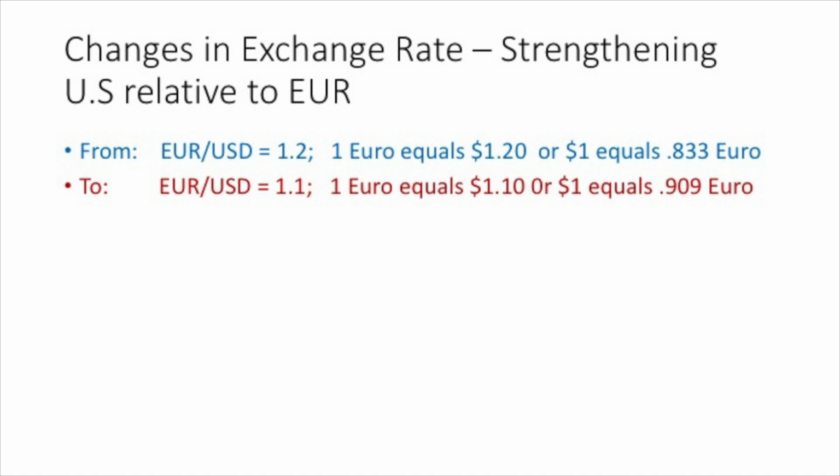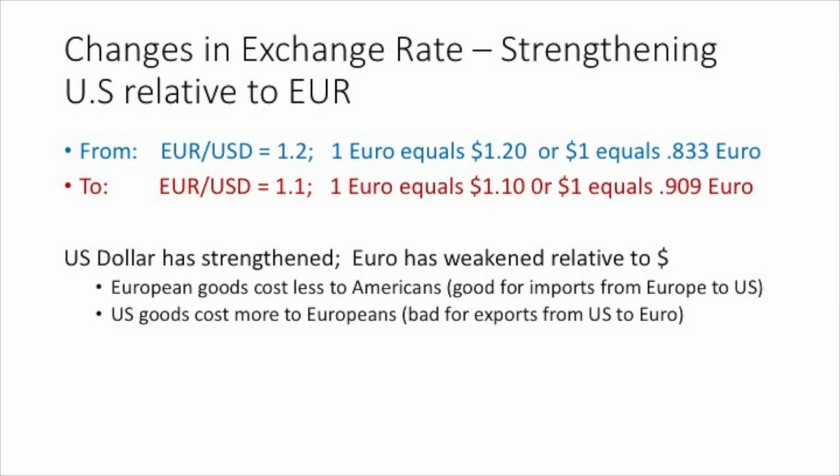That also means that the US dollar has strengthened. They have to work opposite one another. So what does that mean? Again, the US dollar has strengthened, euro has weakened. That will mean that European goods cost less to Americans, and that is good for imports from Europe to the United States. It also means that U.S. goods will cost more to Europeans. It's bad for exports from U.S. to Europe. They have the opposite effects.